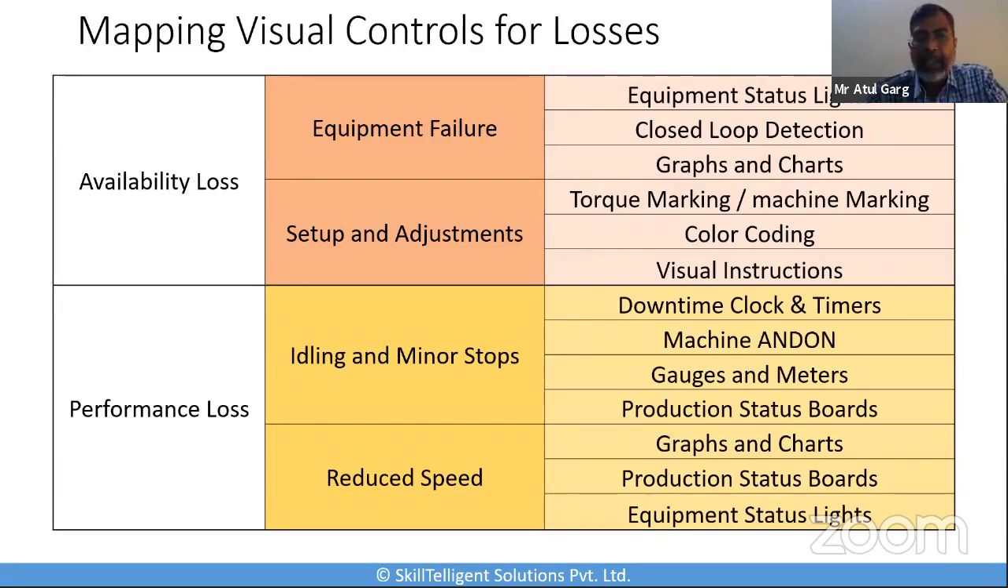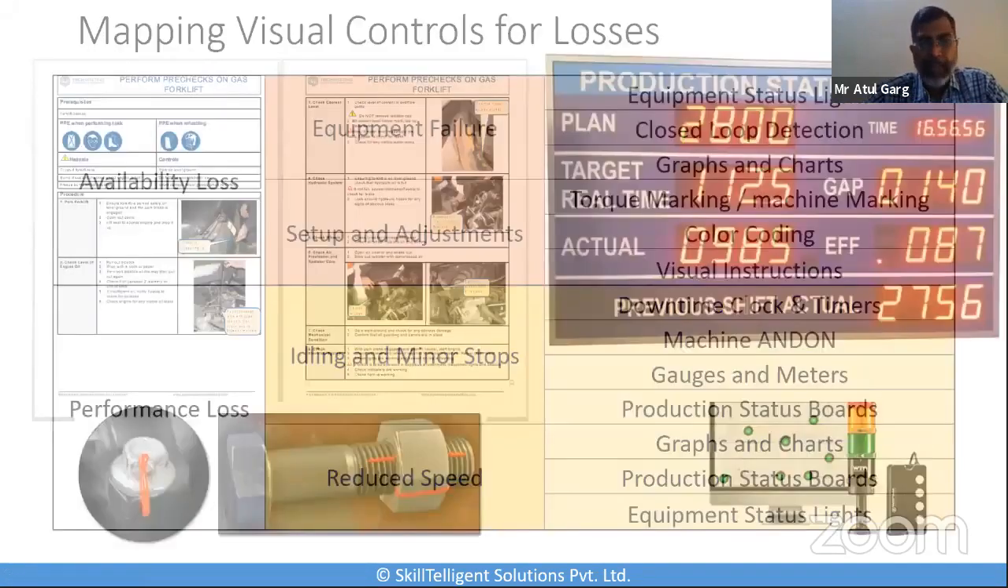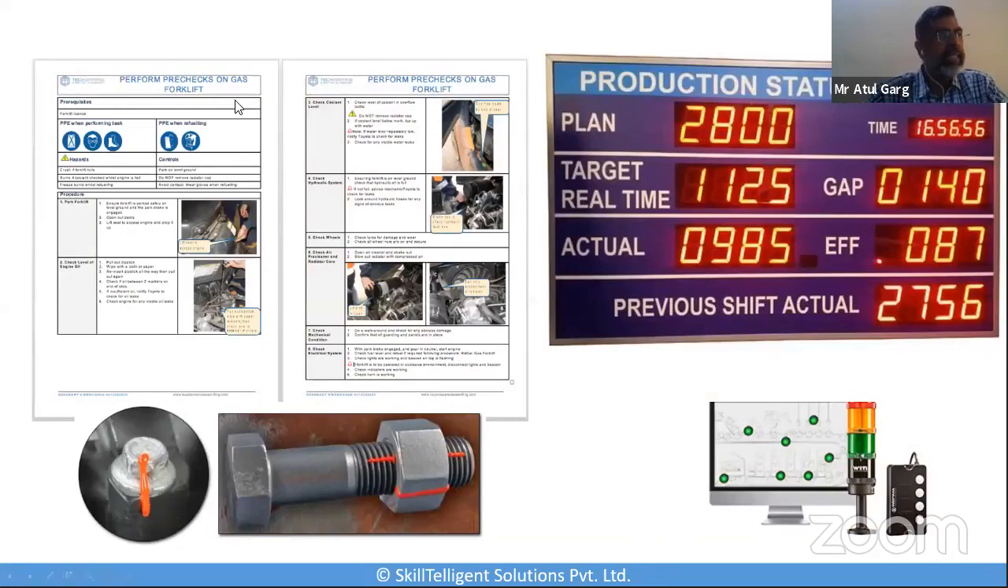Downtime clocks and timers, machine add-ons, digital gauges and meters, and production status boards are identified as necessary visual control tools for idling and minor stop losses. For reduced speed monitoring, he puts up the production status board, equipment status slides, graphs and charts, and so on and so forth. So that is how he maps the various visual control techniques to his losses, which he can put in place over here. Okay. So once again, these are some of the examples.